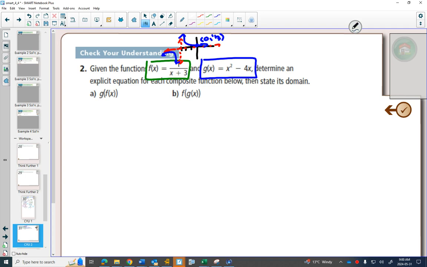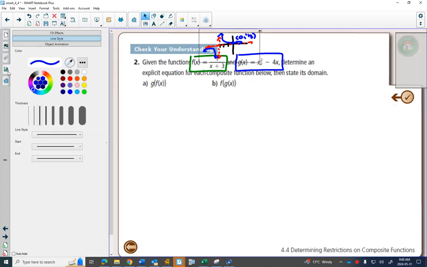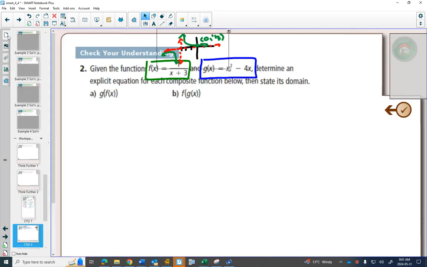You could also, if you think way back to February, 1 over x was one of our parent graphs. And this is just the 1 over x graph moved 3 to the left. If, this is not good. That was supposed to be in green. Well, that's pretty good. That was our green graph.